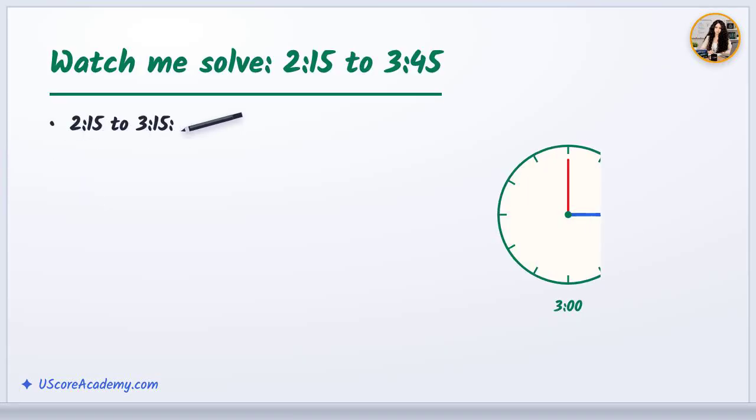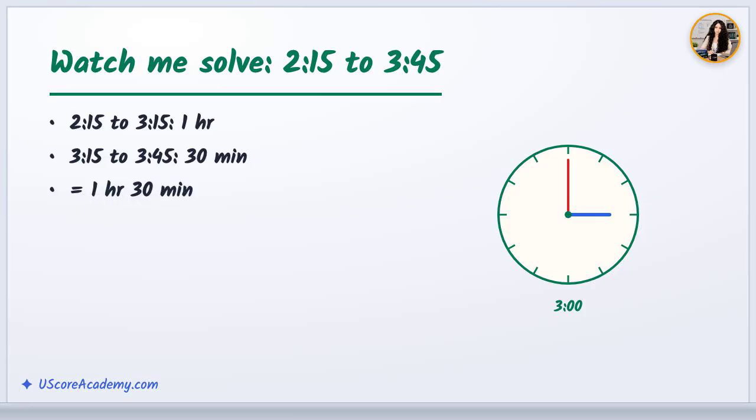Let's go from 2:15 to 3:45. First, jump a whole hour to 3:15. That is 1 hour. Then count the minutes to 3:45. That is 30 more minutes. So the elapsed time is 1 hour and 30 minutes.